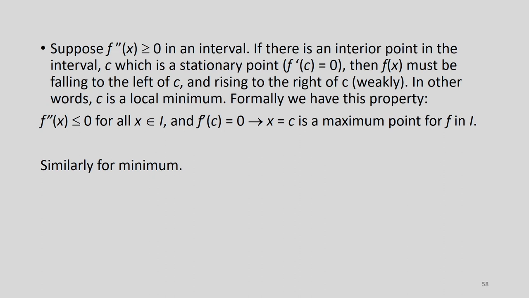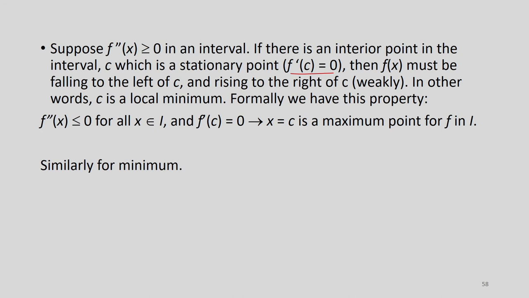Here is a definition. Suppose f double dashed x is greater than or equal to 0, that means it is a convex function. If there is an interior point c in the interval, which is a stationary point, that is f dash of c is equal to 0, then f x must be falling to the left of c and rising to the right of c weakly. In other words, c is a local minimum.